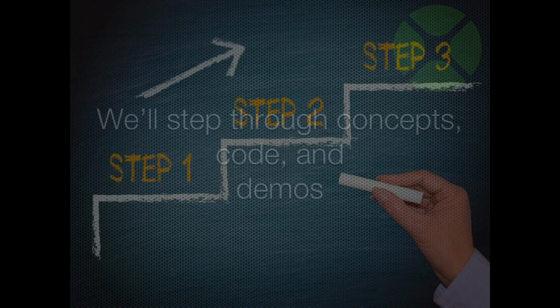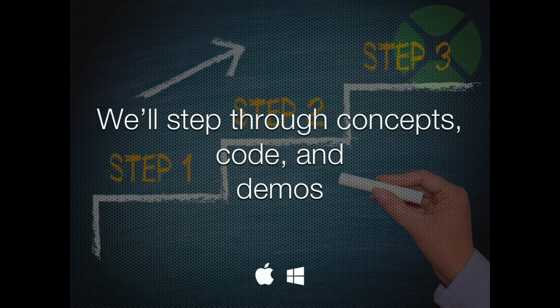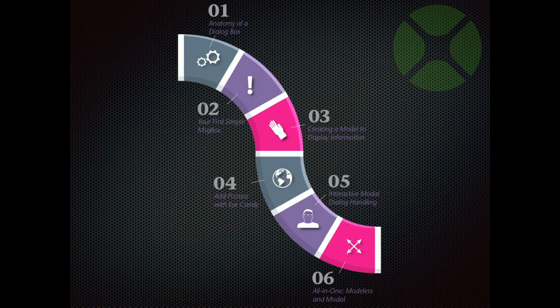So that's basically what we're going to do, talk about how best to manage all that stuff going on within a dialog box. As I mentioned earlier, we're going to step through the concepts and build up from one example to the next. We actually have 6 core examples of dialog boxes. This is a roadmap for this morning.